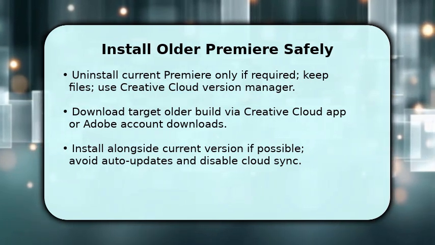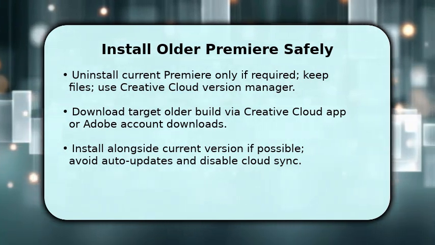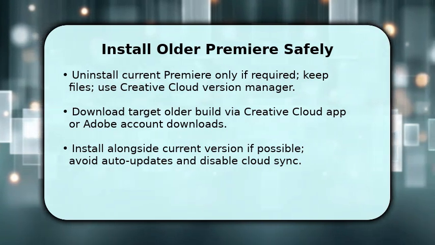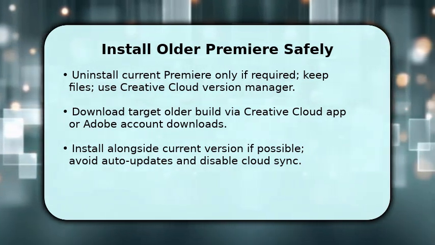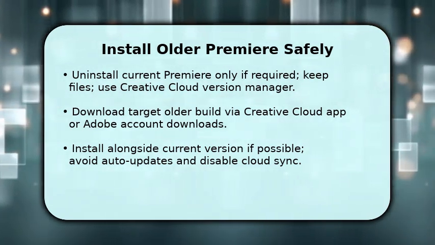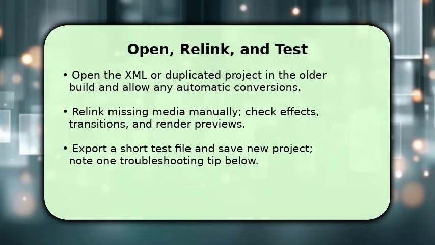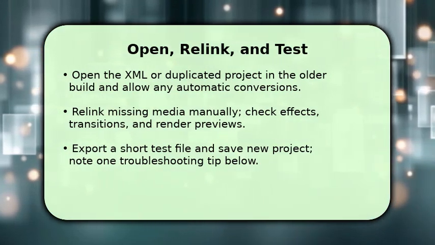Once the older build is installed, launch it. Confirm preferences like media cache and scratch disks match, and ensure permissions. Allow access to your backed up project folder. Open the exported XML or the duplicated project in the older Premiere build.